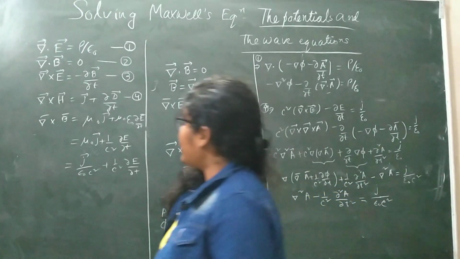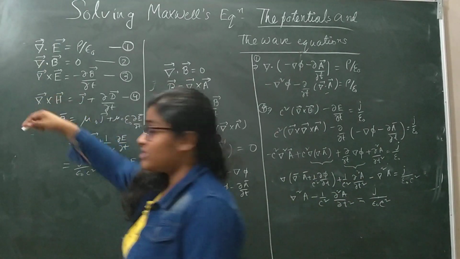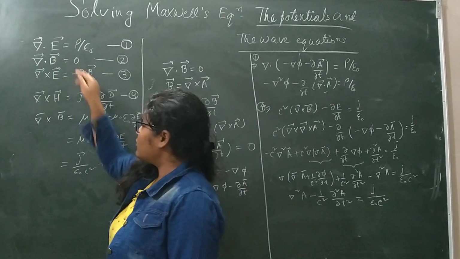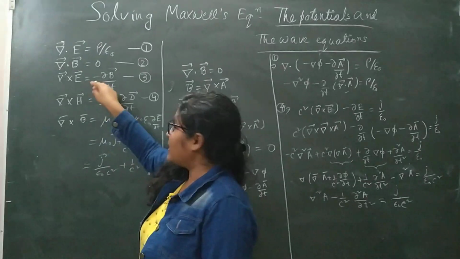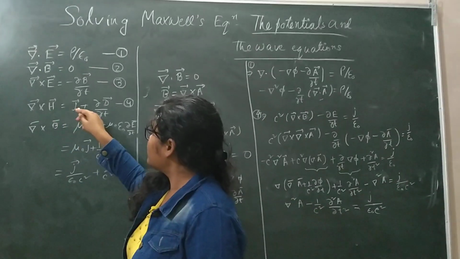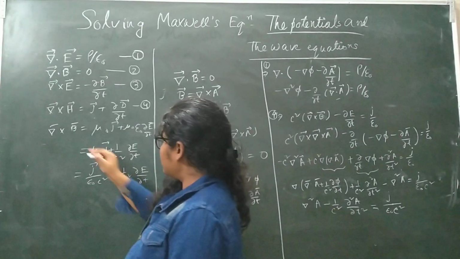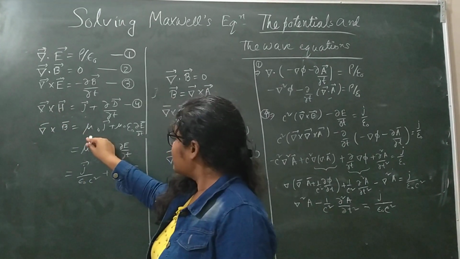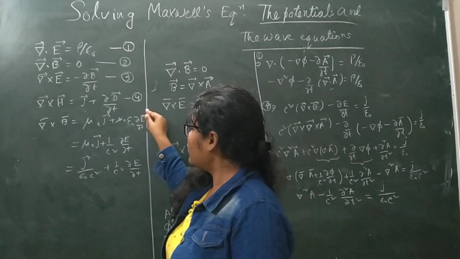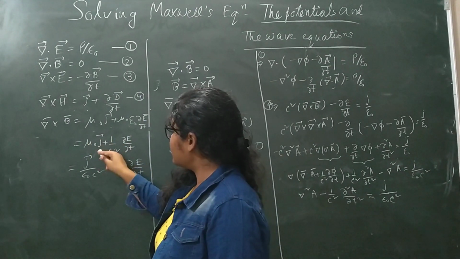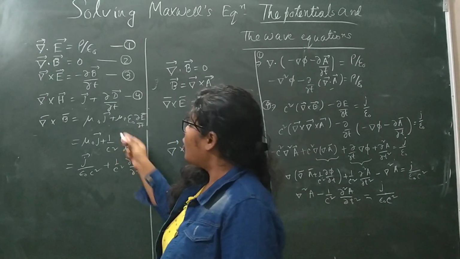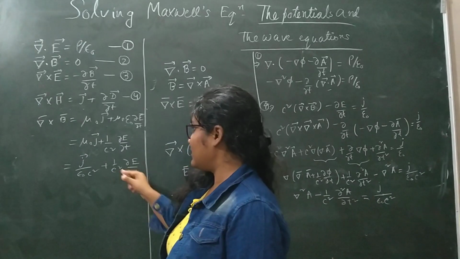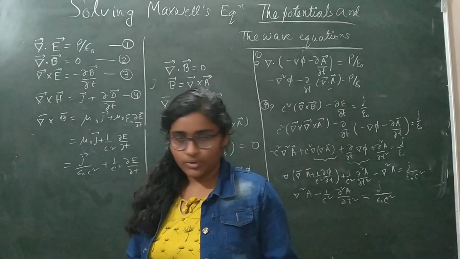So earlier I have also shown and explained the four Maxwell equations. Del dot E equals rho by epsilon naught, del dot B equals 0, del cross E equals minus del B del T, and del cross H equals J plus del D del T. You can also write del cross B as mu naught J plus mu naught epsilon naught del E del T, or you can write it as mu naught J plus 1 by c square del E del T, or J by epsilon naught c square plus 1 by c square del E del T. The forms are the same. Okay.